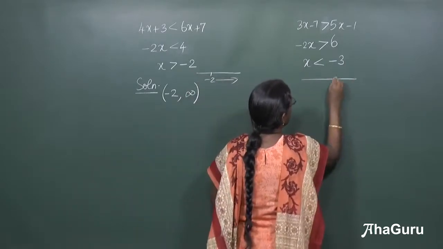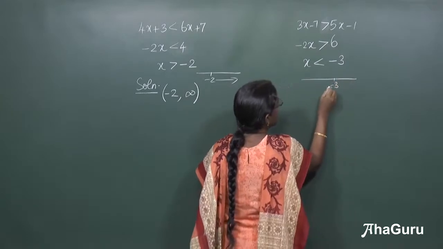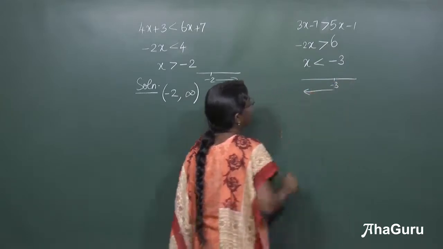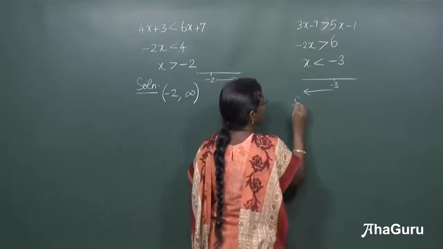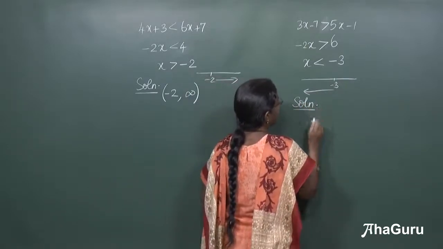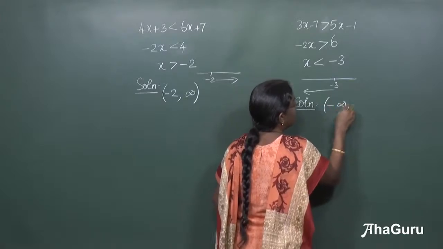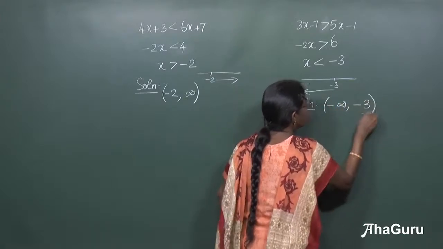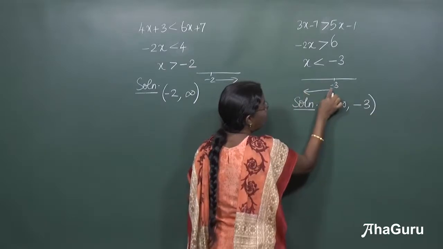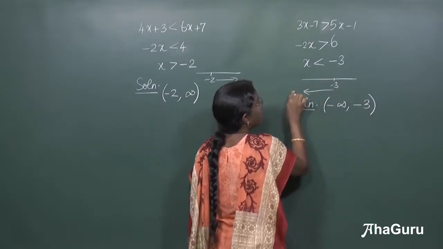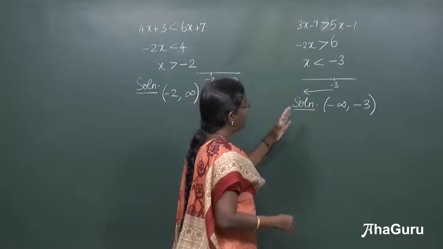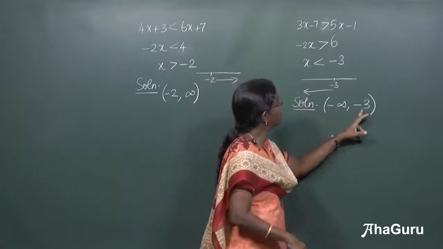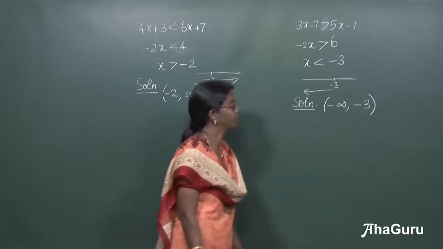See, listen, on the real line, if minus 3 is here, the solution is now x is less than minus 3, to the left of minus 3. The solution now will be the open interval minus infinity to minus 3, all real values which are less than minus 3. So, the solution we usually write as an interval, it will be the open interval minus infinity to minus 3.